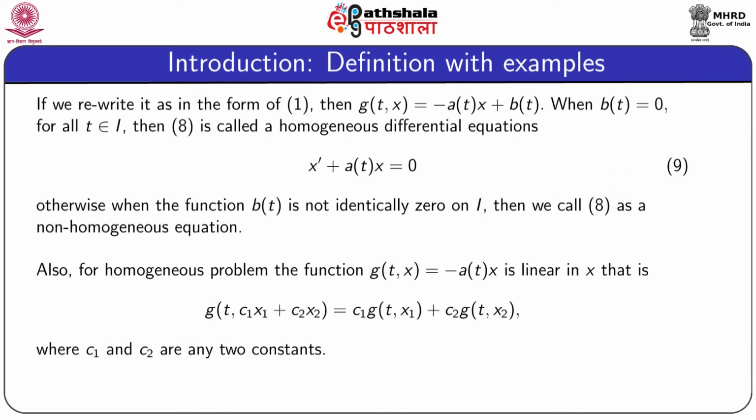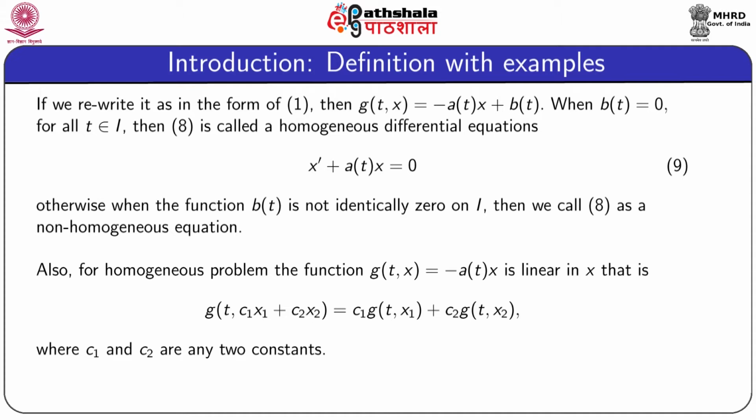If we rewrite it in the form 1, then g(t,x) is equal to minus a(t)x plus b(t). When b(t) is equal to 0 for all t belonging to I, then 8 is called a homogeneous differential equation, which is of the form dx/dt plus a(t)x equal to 0, given by equation 9. Otherwise, when the function b(t) is not identically 0 on I, then we call 8 a non-homogeneous equation.